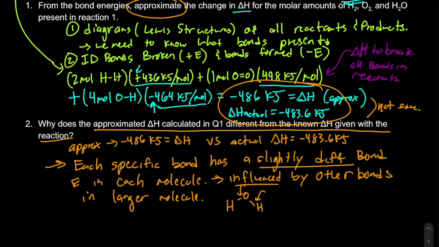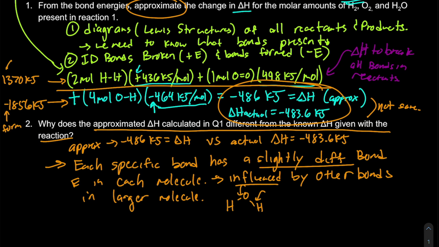Now, the last thing that I want to mention as we're looking at our bond energies and how they correspond to the enthalpy change. If we go back to our original bond energies, this first line, if we separate these two lines, would be 1370 kilojoules, and the sum of all of our 4 oxygen-hydrogen bonds is negative 1856 kilojoules. Again, this is negative. We're forming those. This would be positive, and that's because we are breaking those in our reactants.